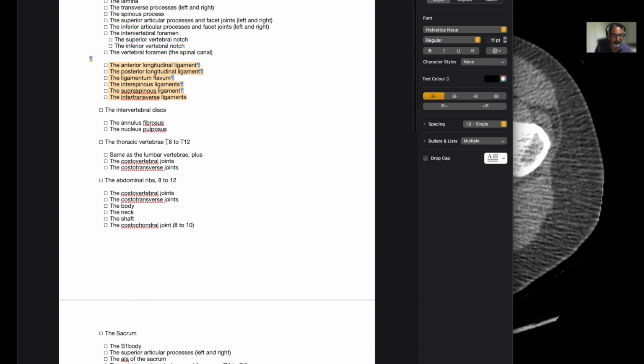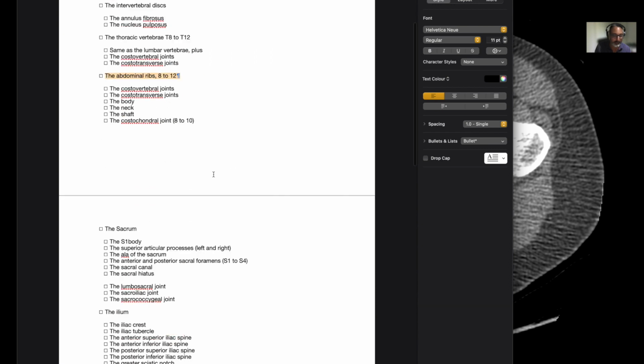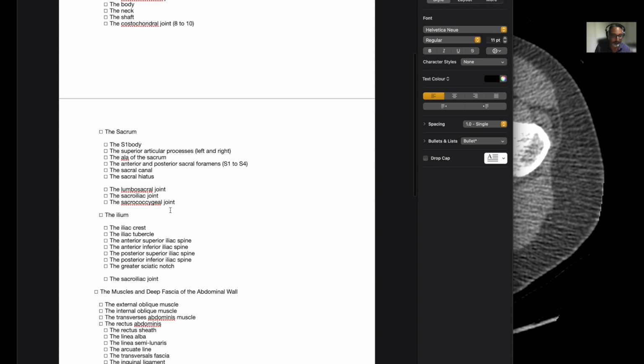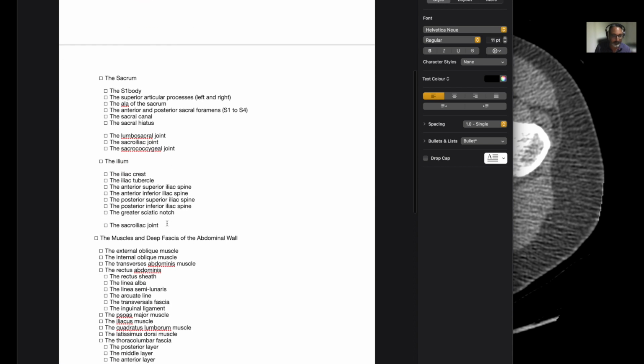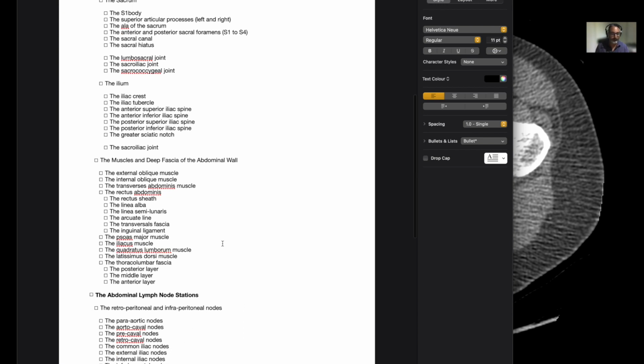Intervertebral discs, some thoracic vertebra, the abdominal ribs, the sacrum, a bit of the ilium, but I will not do the pubis and the ischium. So that I haven't covered. Another reason I haven't done it is because the CT actually doesn't go that far. It goes almost to the ischial tuberosity, but not that far.